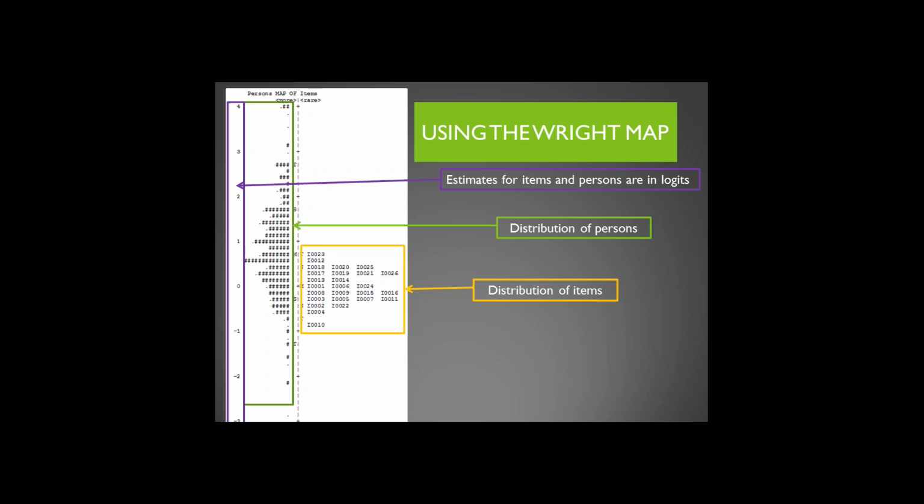We're not going to focus too much on the distribution of people, but you can see what's in the middle is indicated by the pound sign. The pound sign just means that there's more than one observation at that point. What we really want to focus on is the small distribution on the right-hand side, which is the distribution of items. And you can see they're labeled item 1, 2, 3, 4, all the way up to 26, since we have 26 items on the scale.